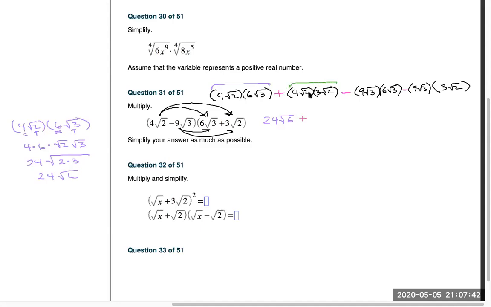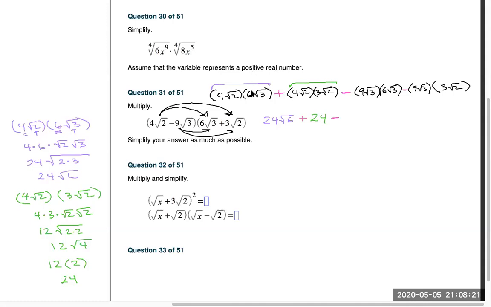Next, that would be 4 root 2 times 3 root 2. That's 4 times 3 times root 2 times root 2. That's 12 root 2 times 2, which is 12 root 4. Now, you see a pair here, right? So it's 12 times 2 simplified, which is 24. Keep going. Put your negative sign.